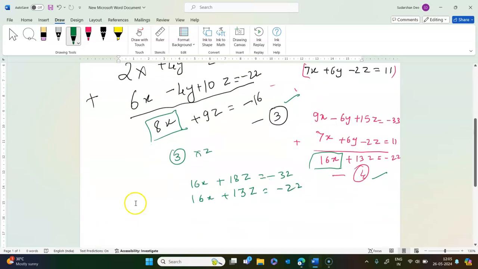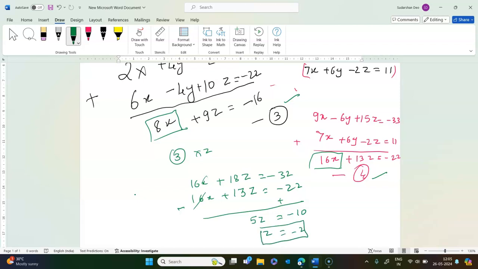Now what we have to do, we are subtracting this one. On subtracting, this gets cancelled. So 18 minus 13 becomes 5z, that is equal to minus 32 minus of minus 22. That will become plus 22. So minus 32 plus 22 becomes minus 10. So z becomes negative 2. So we are getting the value of z as negative 2.